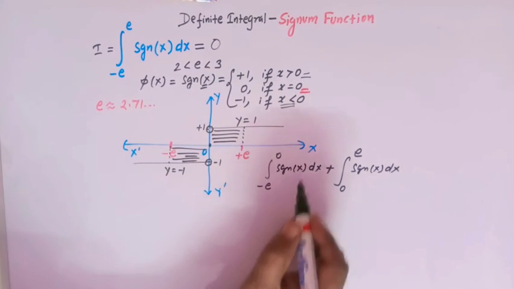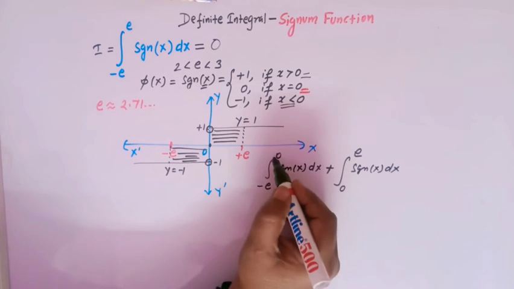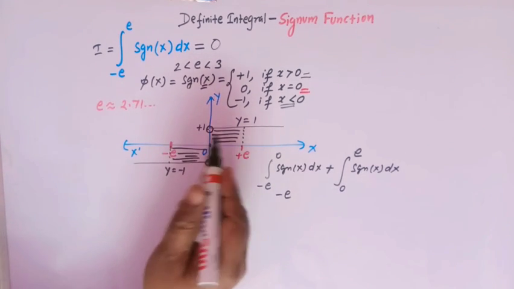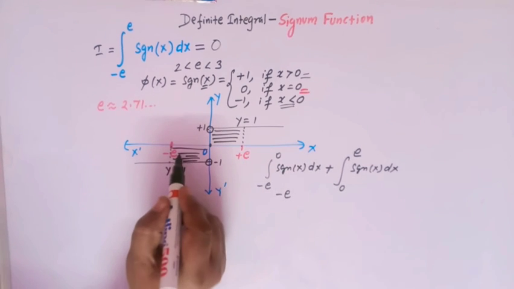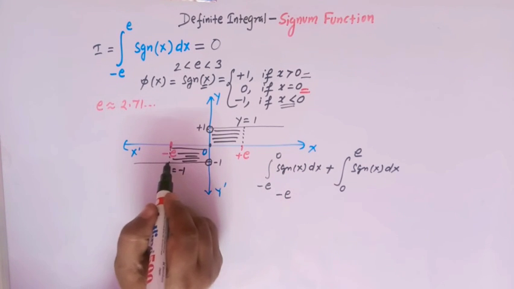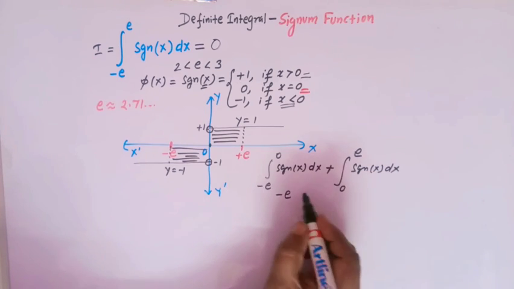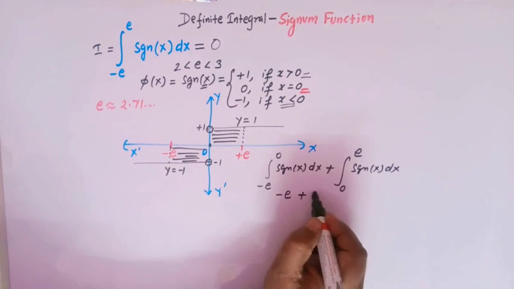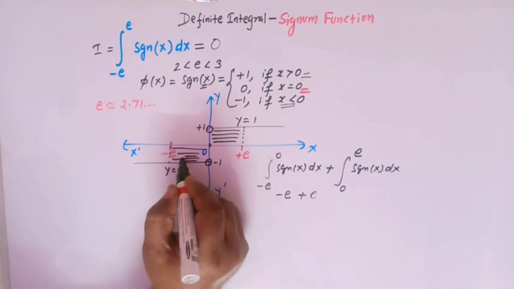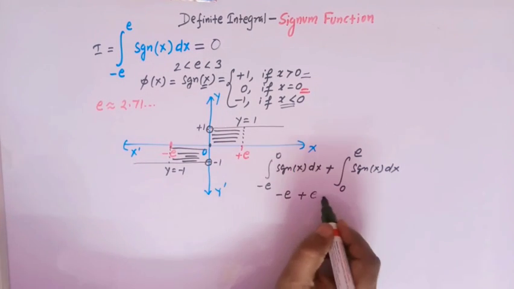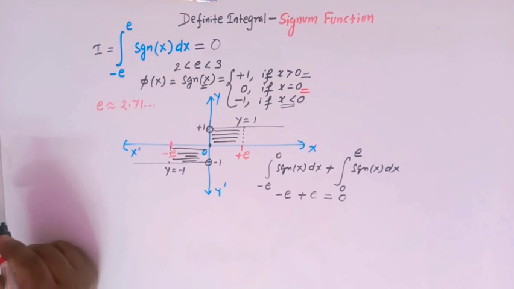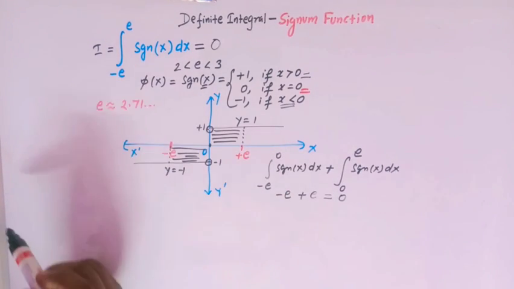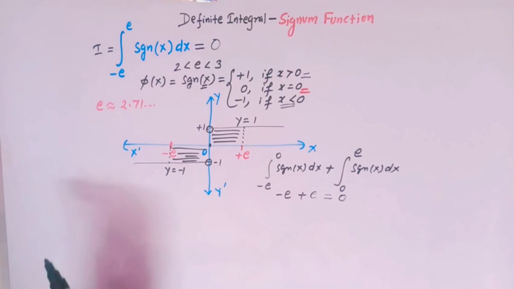So why is this 0? Because the area from minus e to 0 is equal to minus e, which we have just calculated, and this area lies below the x-axis, so that's why it is minus e. The area above the x-axis is positive e. These two areas get cancelled, and we have the total area as 0. So this is the geometrical interpretation of this integral.